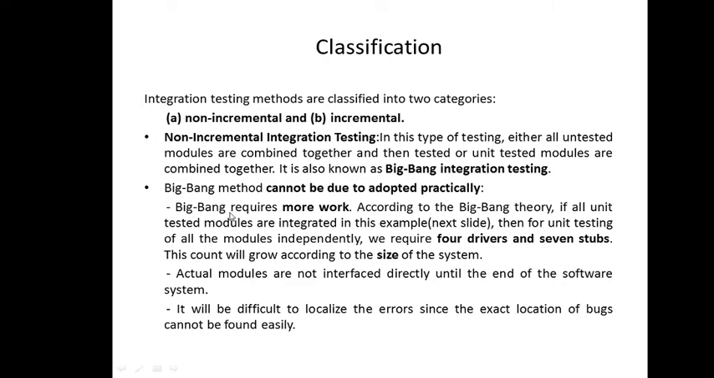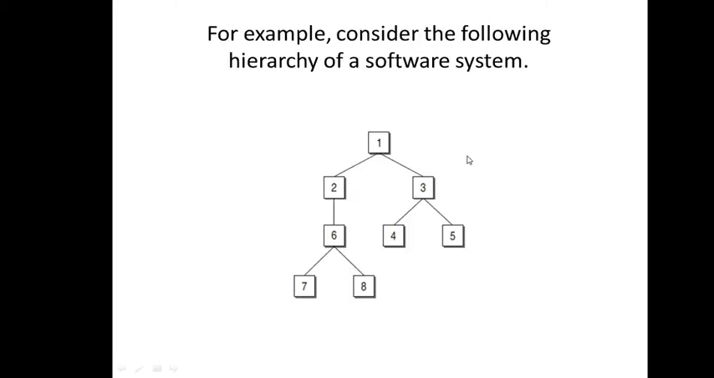Now, in Big Bang testing, the third point is that it requires more work. More work in the sense, according to the Big Bang theory, if all unit tested modules are integrated in this example, then for unit testing of all the modules independently, we require 4 drivers and 7 stubs. This count will grow according to the size of the system. So, say I want to test this structure. Integration testing needs to be performed. So the mandatory condition is these must be unit tested. So if I start with the unit testing of this, how many driver modules are required? Drivers are the top modules, right?